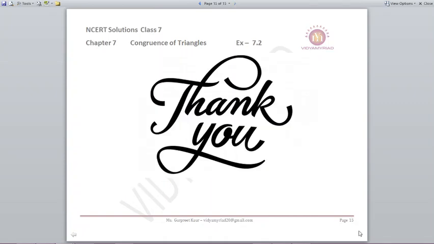That's all for this exercise 7.2, children. I hope you have understood. Please focus on the 4 criteria which we have discussed in the beginning: SSS criteria, SAS, ASA and RHS. This exercise is totally based on all these 4 criteria. You should know this. If you are given equal parts and equal angles or equal sides, you must find out which criteria you are using. So you need to pair your sides or angles accordingly.